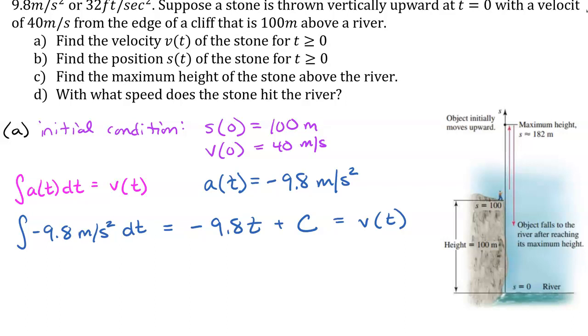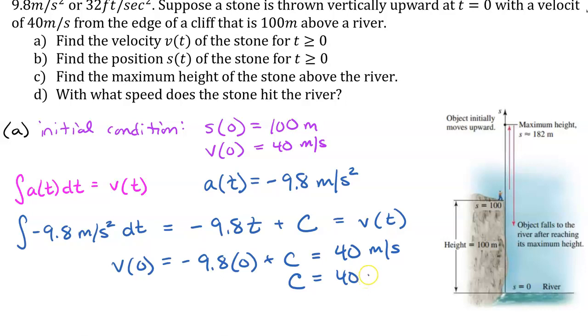Now we can't stop here because we need to know exactly, and we have the initial conditions to pull it off. So when our time is 0, we know that we have 40 meters per second. 0 times anything is 0, so our c is 40. So our entire velocity function is negative 9.8t plus 40. And there we are.